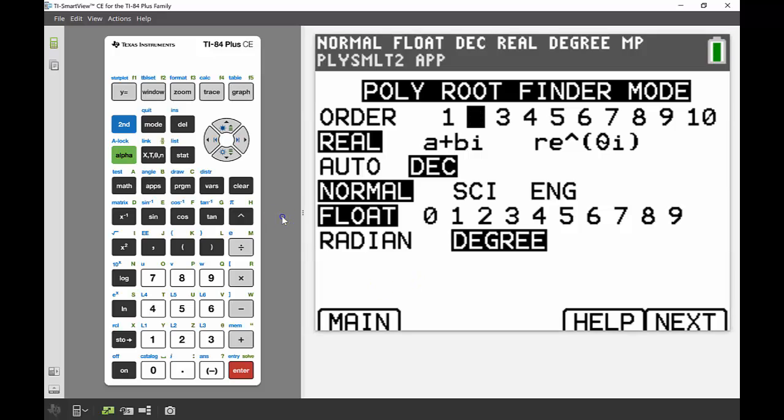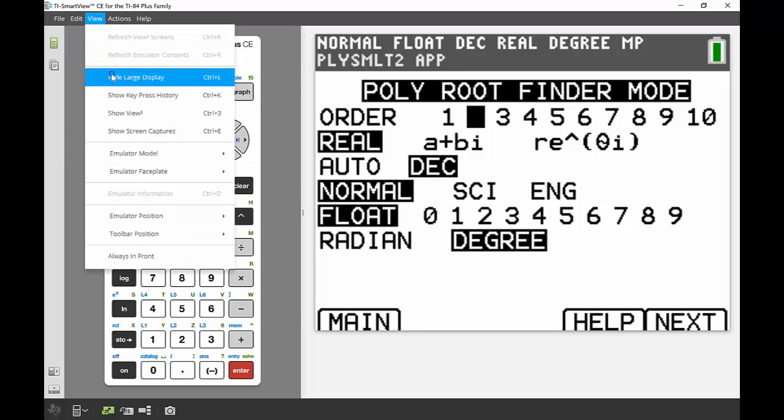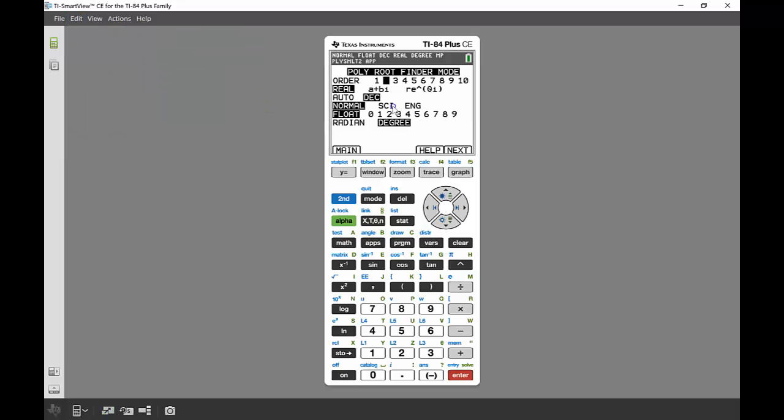I just want to quickly change the screen view of my calculator, so just give me 1 second. I'm just going to put my calculator back so that the screen is in the calculator.